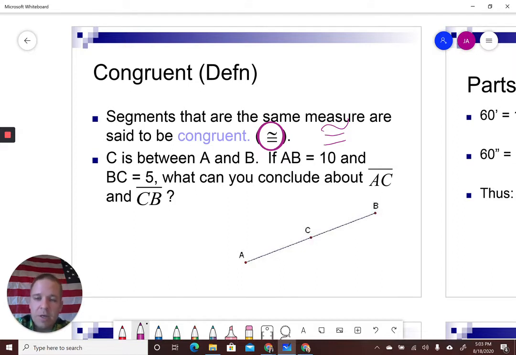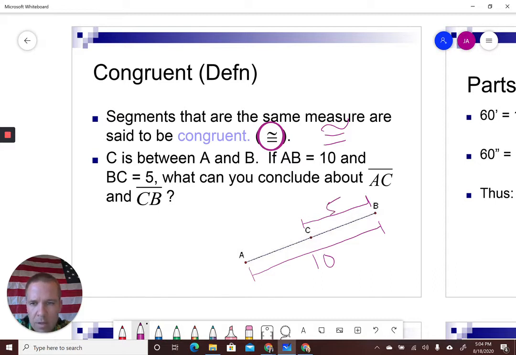All right, so here it says C is between A and B. If AB is 10 and BC is 5, what can you conclude about AC? So we're saying AB is 10. Notice how it doesn't have the segment marking over it. That is correct, because we're talking about a length, a distance between A and B. So it's written without the segment marking when we're talking about a length. And then it says that BC is 5.